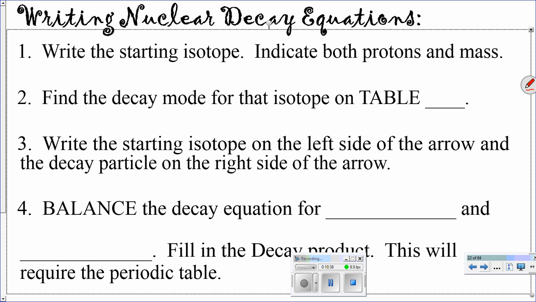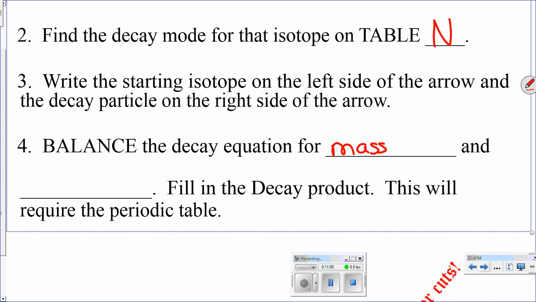So you're going to start by finding the starting isotope that's typically given to you, and you need to indicate both protons and mass. Then we're going to find the decay mode on reference table N. That will give off an alpha, beta, whatever. Then we're going to write the starting isotope on the left side of the arrow, the decay particle on the right side of the arrow. Then we're going to determine what we're missing by balancing for the mass number, so that top number, and the atomic number. And finally, that'll allow us to fill in the decay product. We will need to go to the periodic table for that as well.